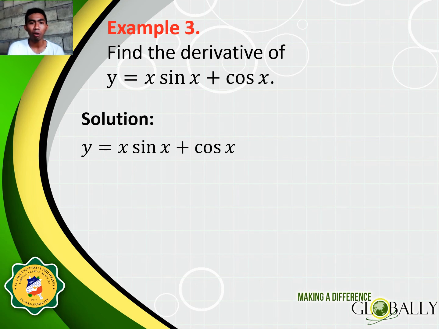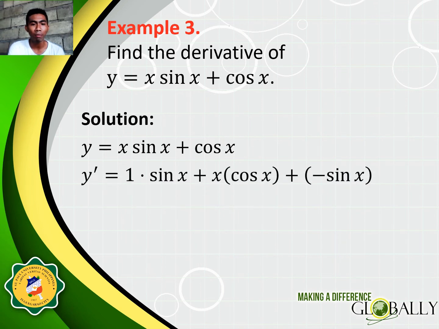Let's proceed to the third example. Find the derivative of y equals x sine x plus cosine x. Using the linear properties of derivative and the product rule, we obtain y prime equals 1, where 1 here is the derivative of x times sine x plus x times the derivative of sine x, that is cosine x, plus the derivative of cosine x, that is negative sine x.